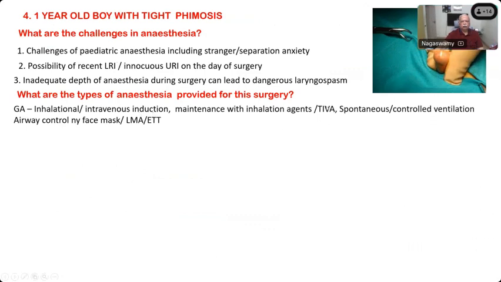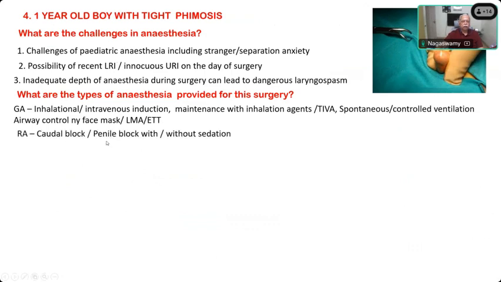Okay, so there are choices of induction with inhalation or intravenous injection, maintenance with inhalation agents or all doses of IV agents, spontaneous versus controlled ventilation. So controlled ventilation is usually for the marathon surgeon who may do a circumcision for 1.5 hours. Okay, such people you have to better control ventilation. So you must know the ability of your surgeon also as an anesthesiologist. And the airway control may be with the face mask, LMA or ETT. Okay.